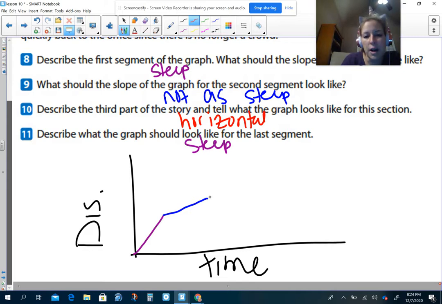Next part, she stops. So this one's straight across. We had to stop and shop. Maybe we shop a long time, right? Okay. And then I got to walk back to the office. So, and it's going to look exactly like that one. It'll be steep. Okay, so let's see how you can do without me this time.